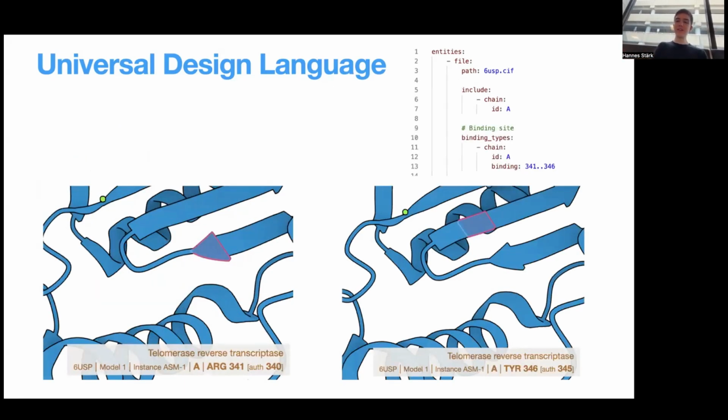And then I also want to select the binding site. So I go into my file and look at, this residue here is index 341, the other is 346. So I say the binding site should be these residue indices. And I could also specify not binding, for example, if I want to say that another region should not be interacting.